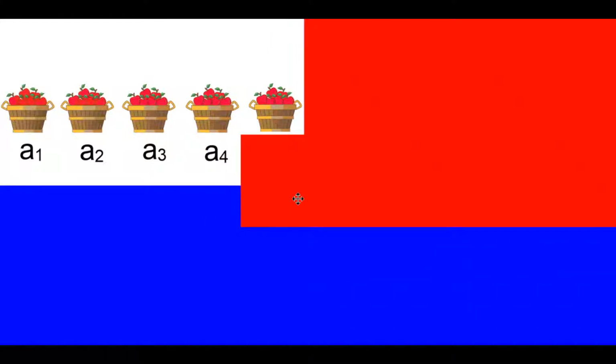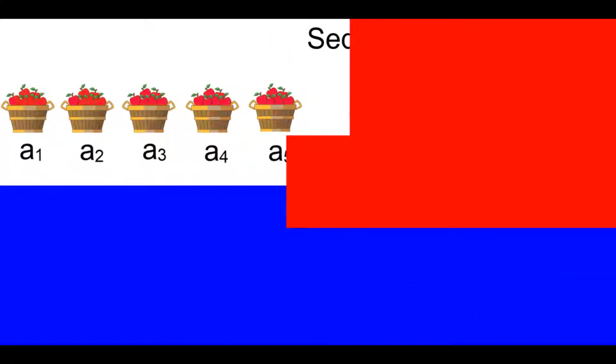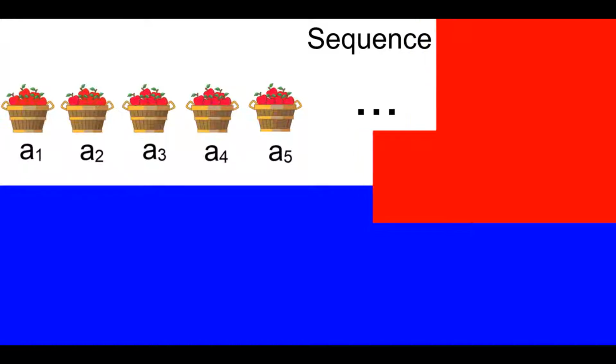So the second bushel I would call A2. Maybe there's a third. I'd call that A3, and you can probably see the idea. A4 is the fourth bushel, and A5, and so on and so on and so on. This is called a sequence. In this example, we have a sequence of apples, but it might just as well be a sequence of numbers.